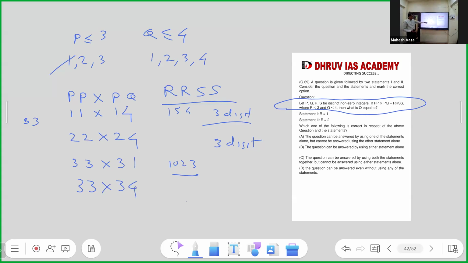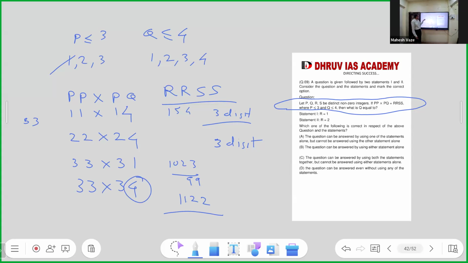See now, 34 here, it is 1 here, 3. So 99 you have to add to this number to get our new number. So 1122, which satisfies this condition. See, 1122. Okay, so without using the statements also we have found out the value of Q. Okay, so now Q is what? 4 here.